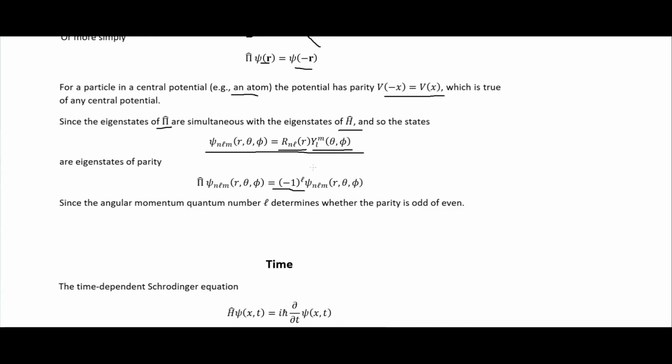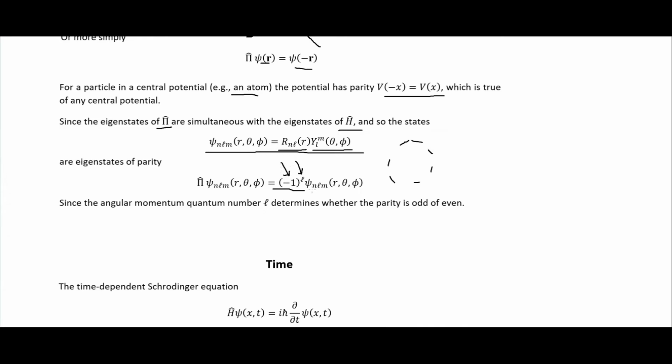We have this -1 to the L there. When L equals 0, that's when we have our s orbital. And so an s orbital is just a sphere, and so that is obviously going to have positive symmetry. So L being 0 will make this just go to +1.